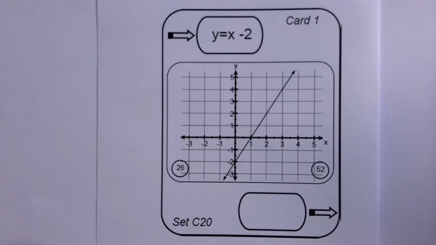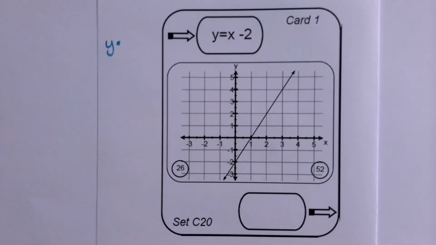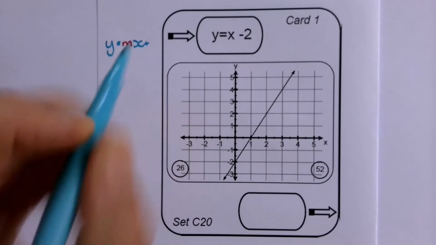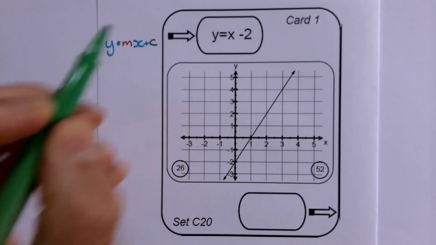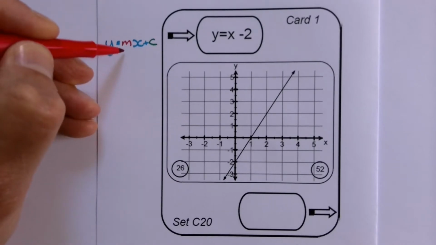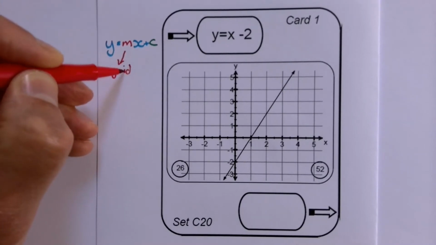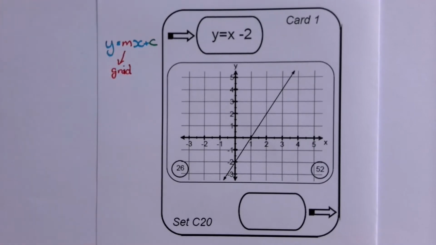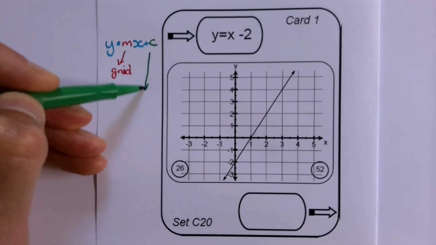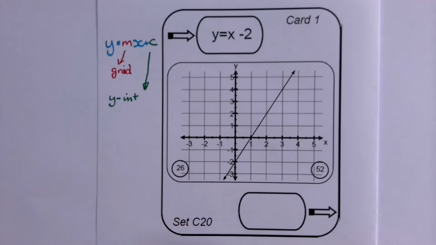So here's card 1, and the first thing we need to appreciate is that the equation of straight line graphs usually works in the form y is equal to mx plus c. Okay, so what's going on here is y is just the y coordinate, x is just the x coordinate, and the multiplier m is the gradient of the line. Right, gradient as in grad, and c is the y-intercept.